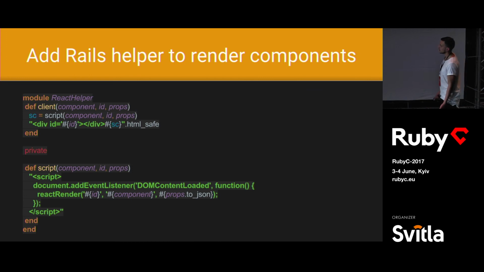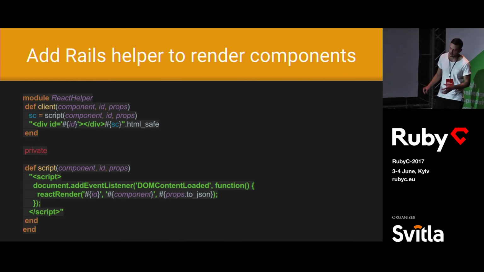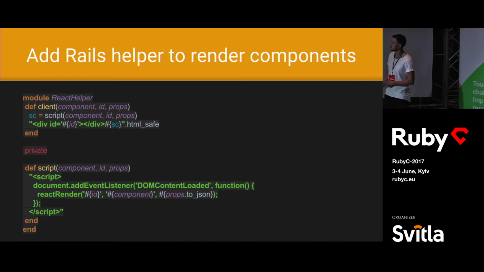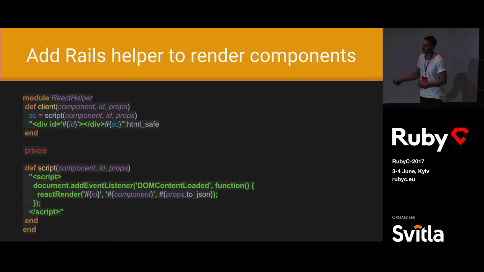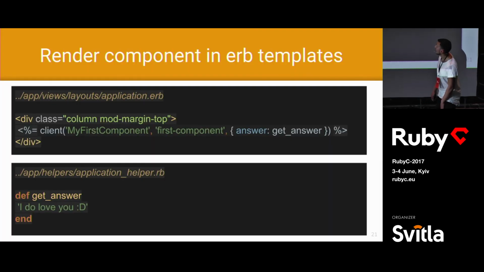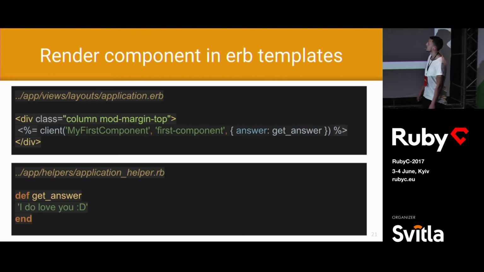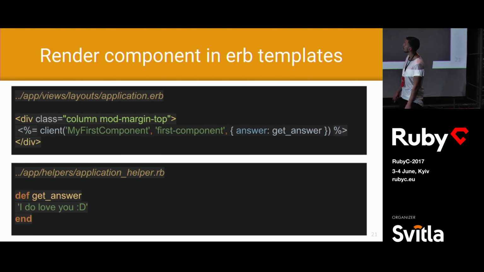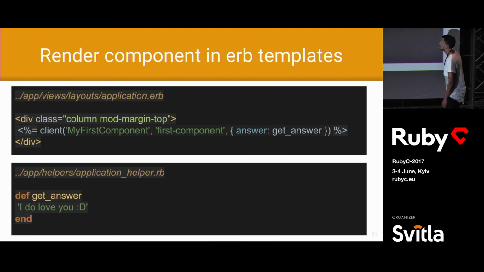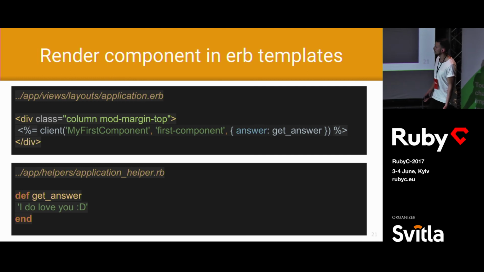So if you want to use React as a start point, like when you have ERB files, ERB templates, and you would like to render something, just some blocks on the page through React, so it will be easy to do with this way, like with this method. And actually, this is ERB file where we render it, and that's how we call that client method. And get answer, it's just a simple method on application helper.